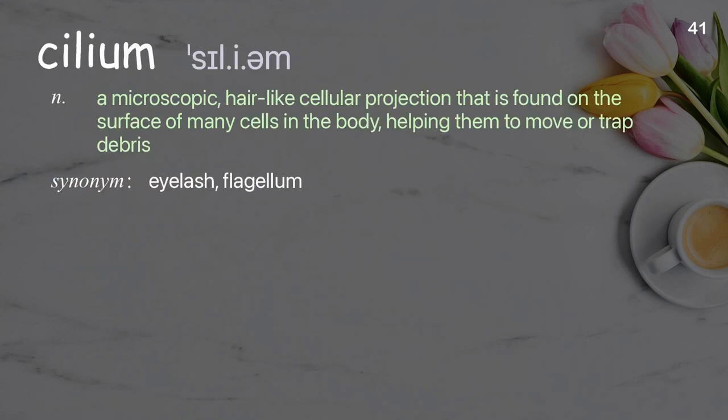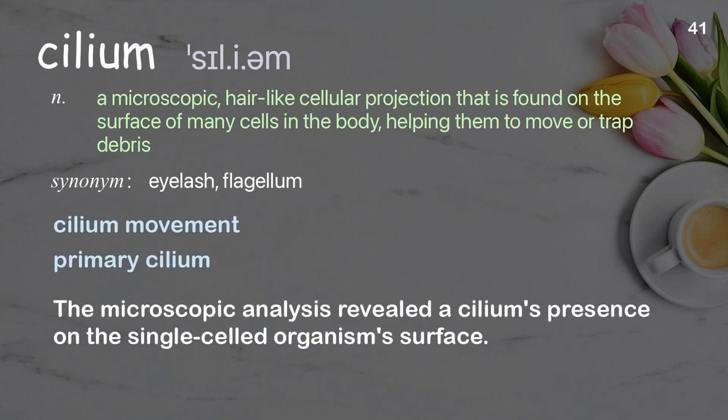Cilium. A microscopic, hair-like cellular projection that is found on the surface of many cells in the body, helping them to move or trap debris. Examples: cilium movement, primary cilium. The microscopic analysis revealed a cilium's presence on the single-celled organism's surface.